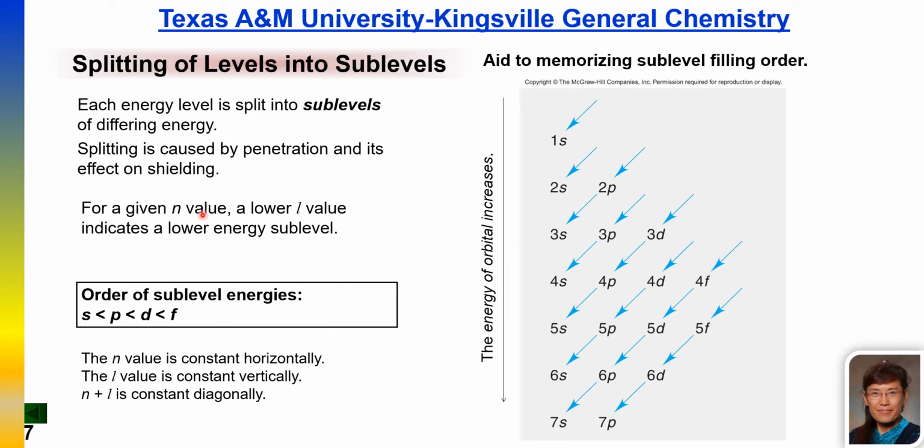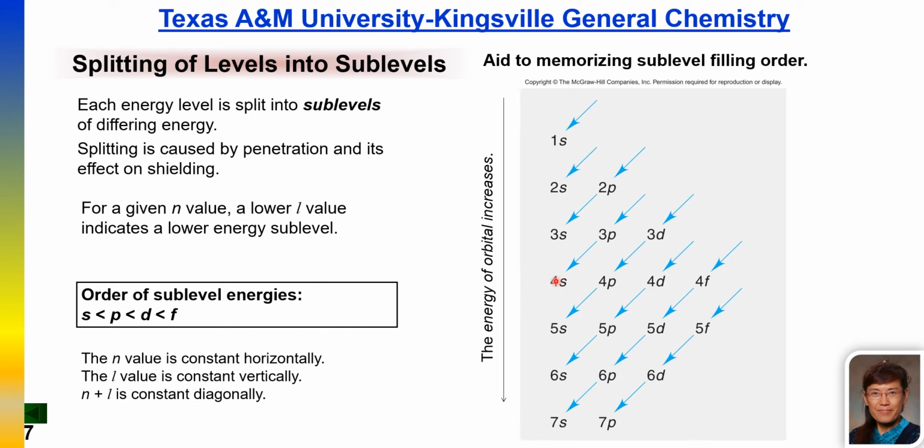For a given n value, the lower the l value indicates the lower energy level. For example, 4s, 4p, 4d, 4f: s has lower energy, p is higher, d much higher, f has the highest energy. The ordering of the sublevel energy if the n is the same: s is lower than p, lower than d, lower than f. If you have the same l, such as 2s, 3s, 4s, the bigger the n is, the higher the energy for that orbital is.